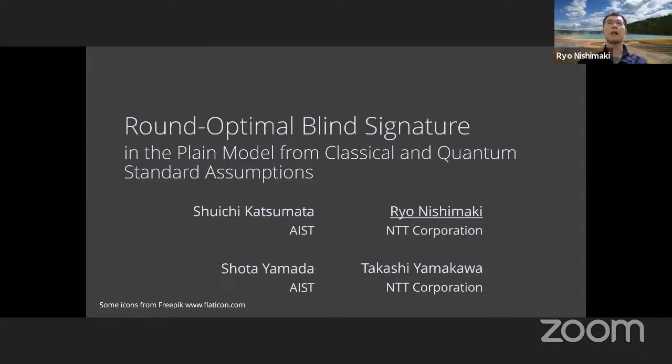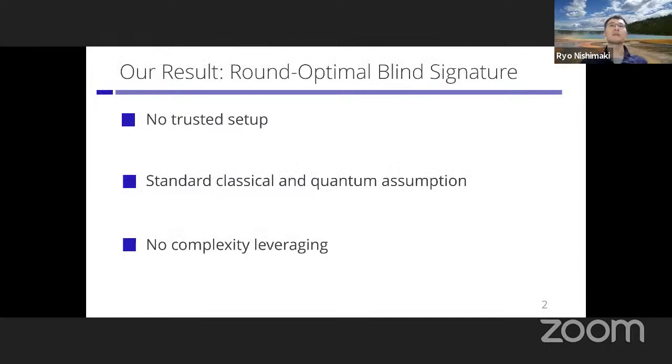I'm going to talk about the blind signature. This is a joint work with Shuichi Katsumata, Shota Yamada from ICE, and Takashi Yamakawa from NTT. This is our result. We proposed a round optimal blind signature protocol that has 3 desirable properties. First, our protocol does not rely on any trusted setup assumption. And second, our protocol is based on standard classical and quantum assumptions.